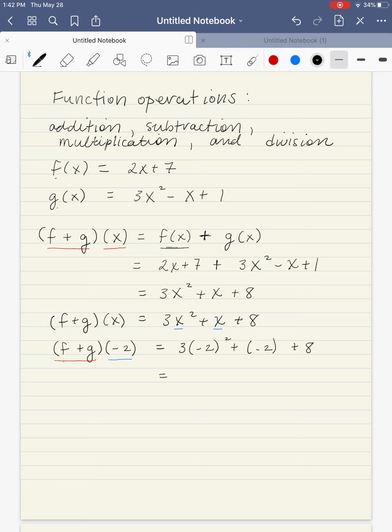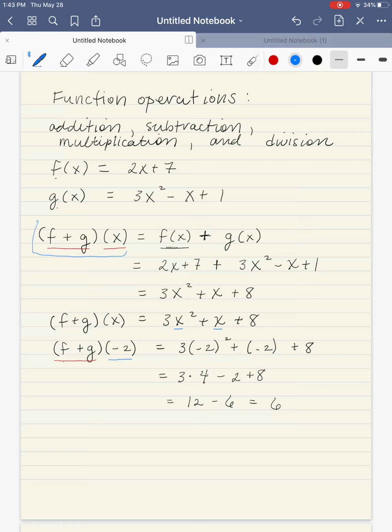Be careful if you do this on your calculator, because if you press negative 2 squared on your calculator, it's going to tell you that it's negative 4, because what the calculator will do is square the 2 and then put the negative back on. So if you're going to square a negative number on your calculator, be sure to put it in parentheses. But I'm going to just go ahead and do this by hand. Negative 2 squared is 4, minus 2 plus 8, which is 12, minus 6, which is 6.